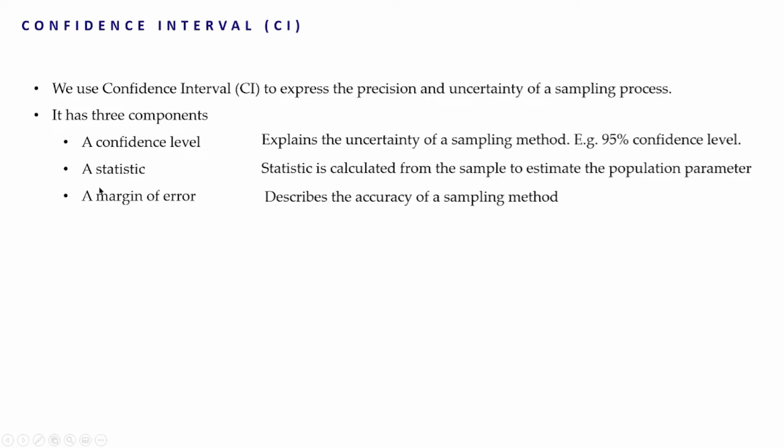Then we have the statistic. The statistic is calculated from the sample and is used to estimate the population parameter. This statistic we will study while we are discussing hypothesis testing. And then we have margin of error. It describes the accuracy of a sampling method. The margin of error shows a range of values within which the population parameter can lie. That is margin of error.